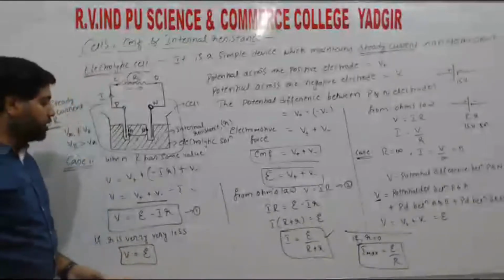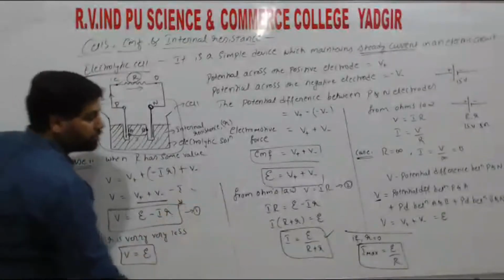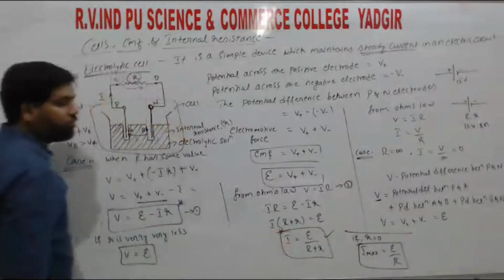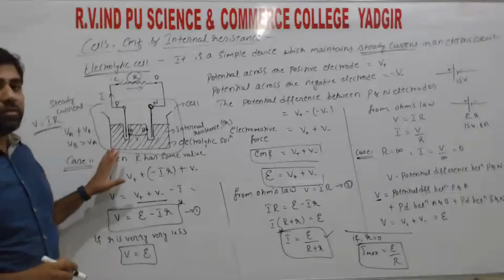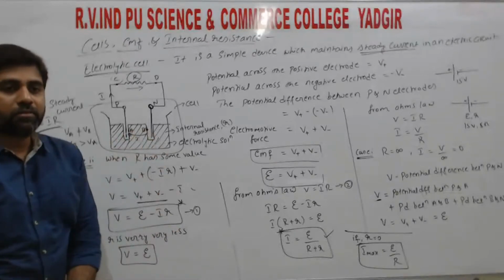So important: the first relation and this one, the final relation. These two are very important, right? So in the next video we will discuss the combination of cells, right?